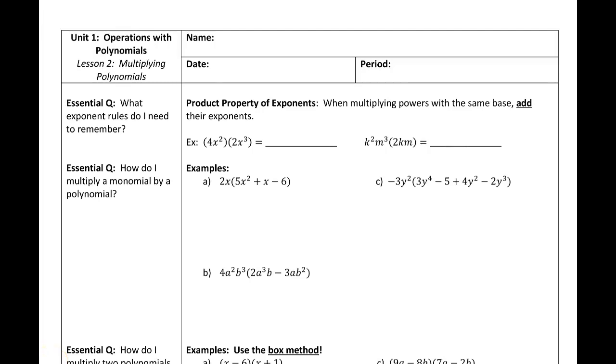Hi everyone, this video is going to take us through the basics of multiplying polynomials. We won't finish this entire set of Cornell notes in this video, but there will be a part 2 that you can watch if you miss it in class.